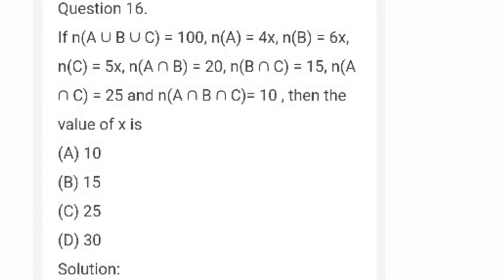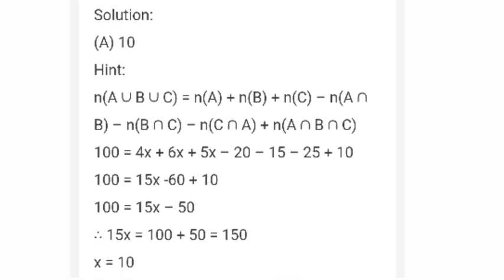Question number 16. If n(A union B union C) equals 100, n(A) equals 4x, n(B) equals 6x, n(C) equals 5x, n(A intersection B) equals 20, n(B intersection C) equals 15, n(A intersection C) equals 25, and lastly n(A intersection B intersection C) equals 10, then the value of x is? We have a formula for this. Options are A 10, B 15, C 25, D 30.